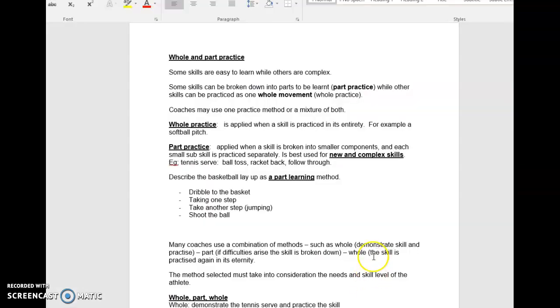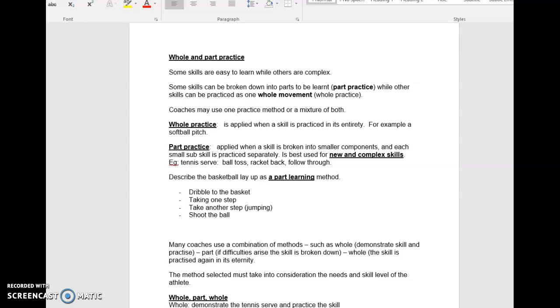Now, this skill for an athlete will be practiced using part practice, and this is when a skill is broken into smaller components, and that's because the skill is difficult to learn. For example, a teacher that is teaching a class the layup would split the skill up and teach them the different components.